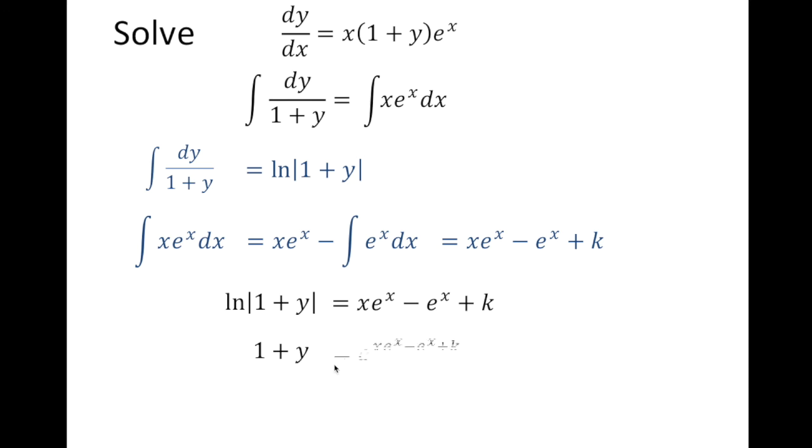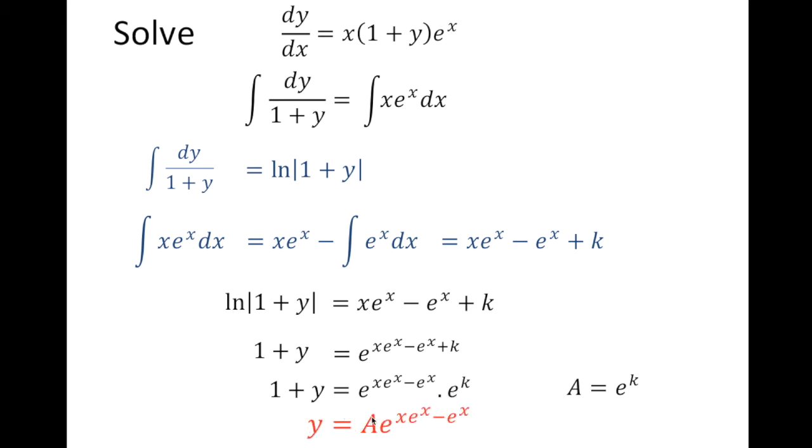So 1 plus y is equal to e to the power of x e^x minus e to the power of x plus k. So notice that we can separate this, and the result is going to be e to the power of x times e to the power of x minus e to the x times e to the power of k, because e to the power of k is actually a constant. So what we can do is let some a be equal to e to the power of k to make it look simpler. So 1 here can be transposed to the other side.